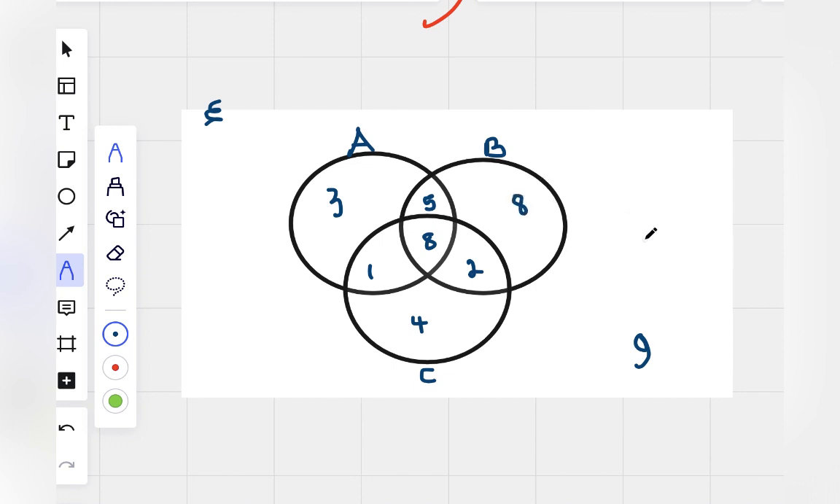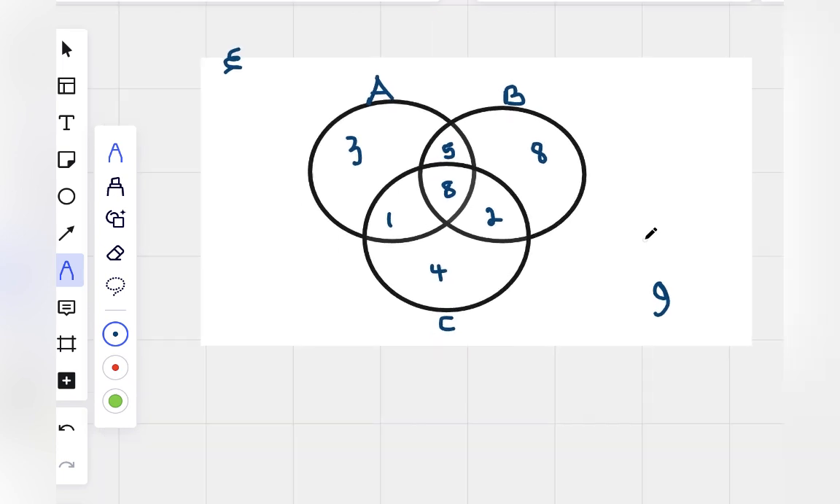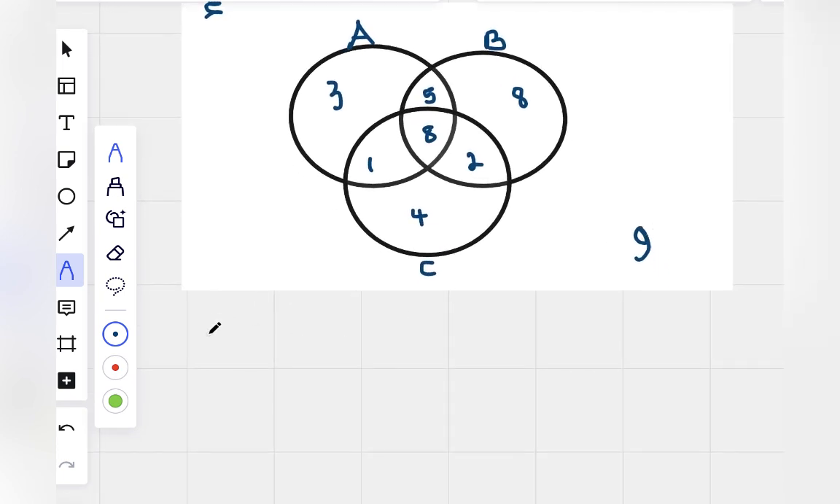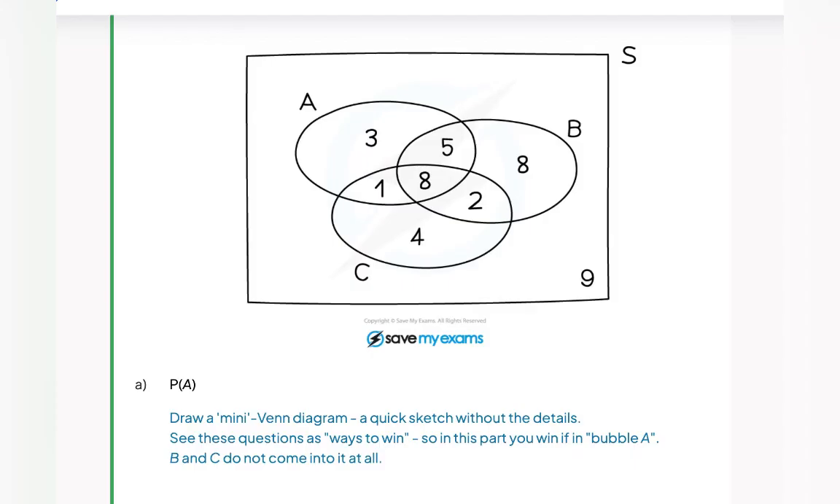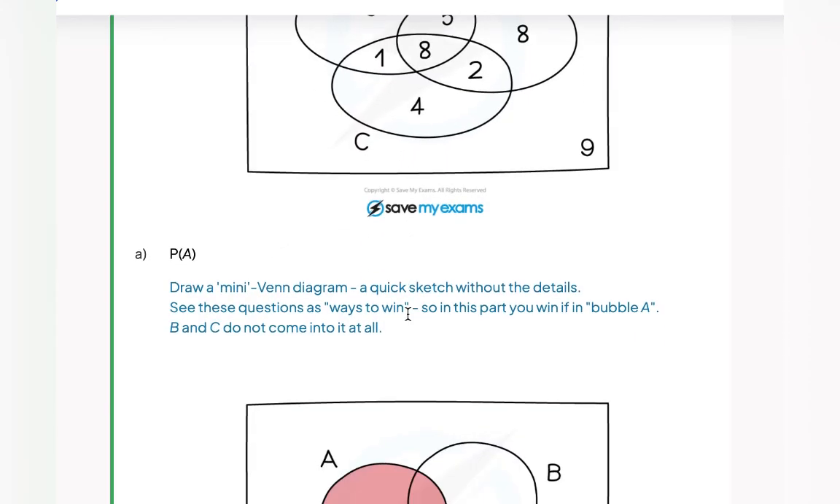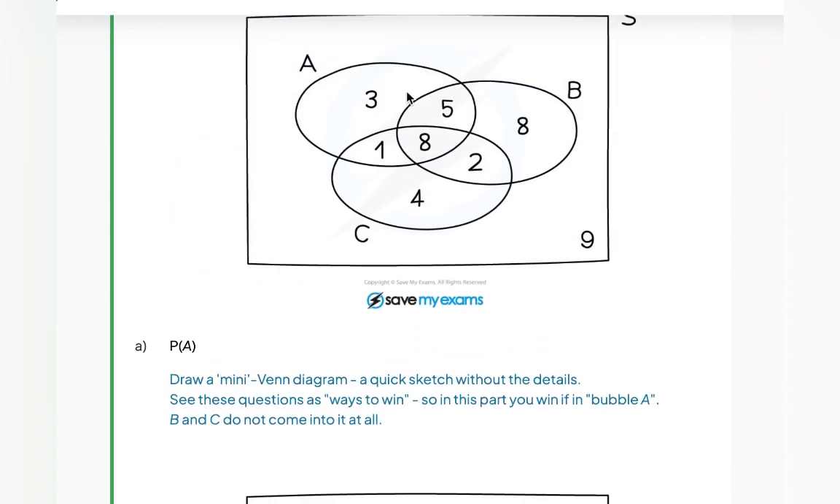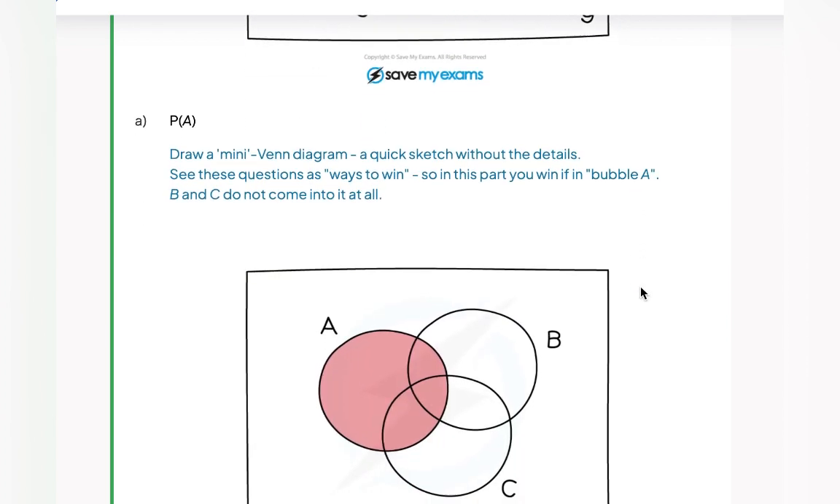Okay, so this is our set. Now, the first question is find P of A. Let's check, is that what they asked us to find? It says find the P of A. So P of A is everything that covers A, all the elements in set A.